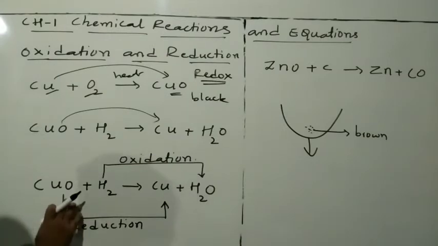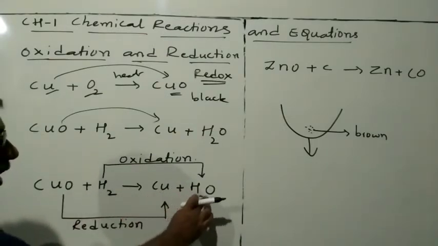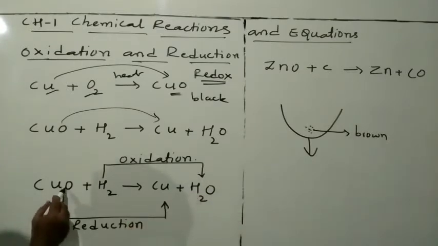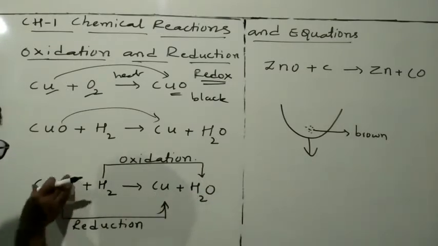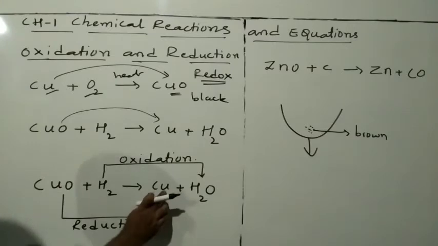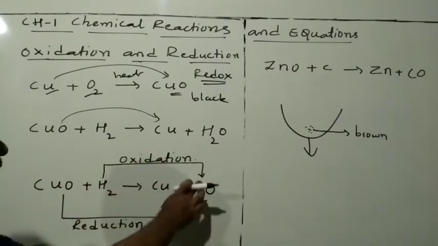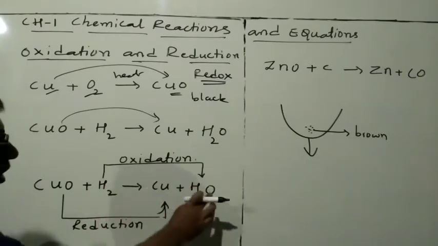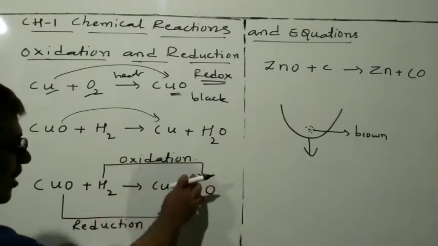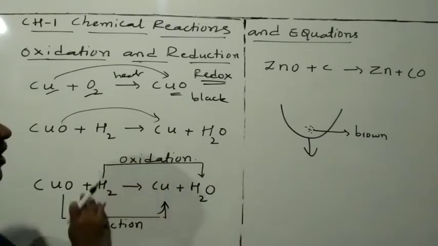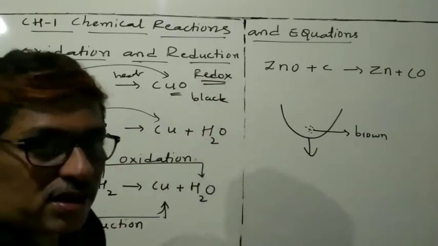For example, look here now. In this reaction, copper oxide plus hydrogen gives copper and water. Here you see the oxygen is removed from the copper oxide, so copper is formed. This is reduction. And hydrogen is added with oxygen, so that is oxidation. So this complete reaction is called a redox reaction.